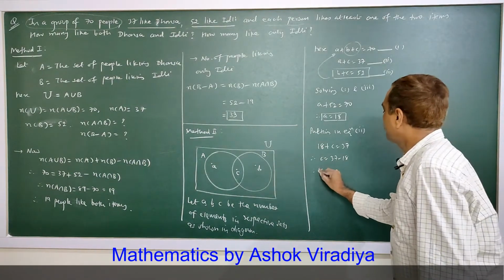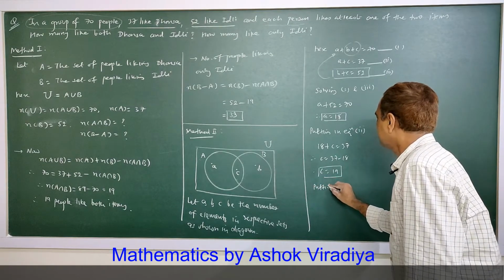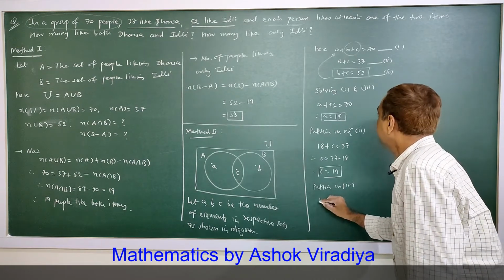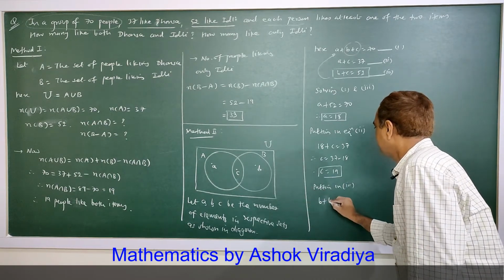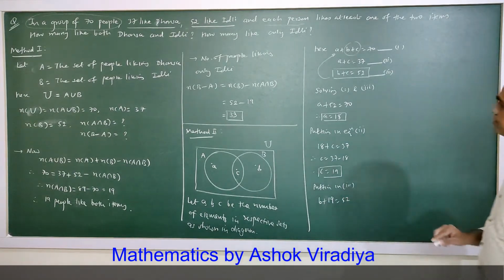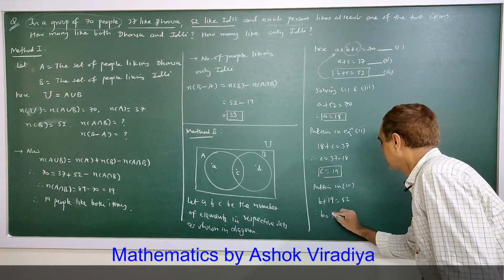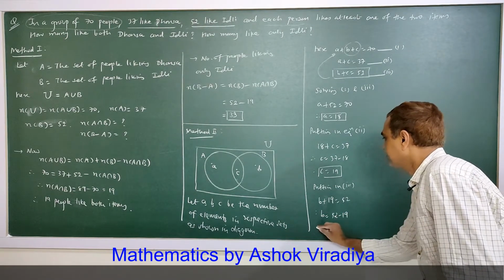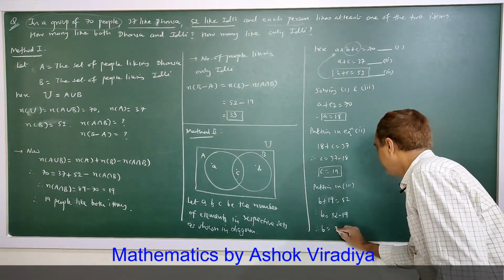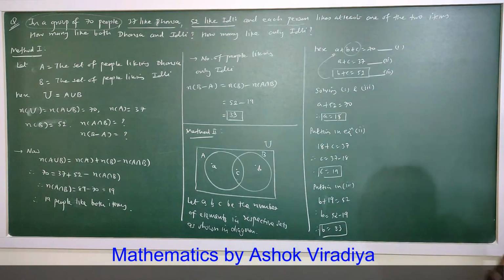Now the value of C we put in equation 3. 19, B plus 19 is 52. So B is 52 minus 19, and 52 minus 19 is 33. So A, B, C are found.